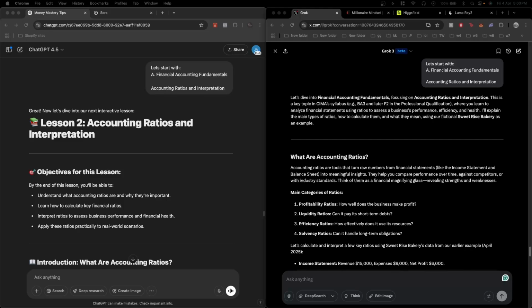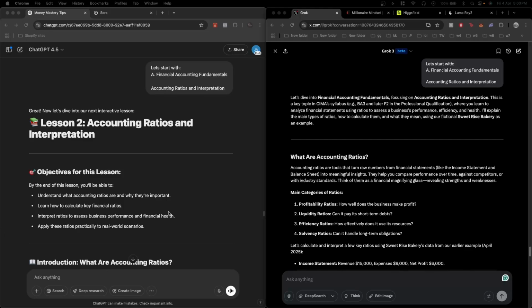So on the left we have ChatGPT and on the right we have Grok. I've been using a combination of these two AIs, as I mentioned in the previous videos, to get a better understanding of the topics, and let's dive straight into it.